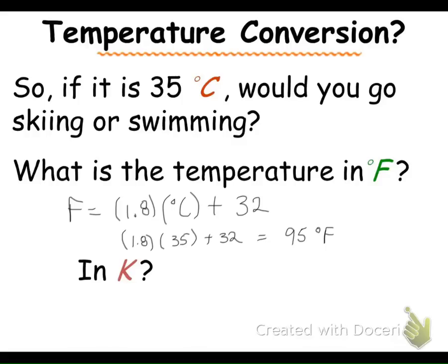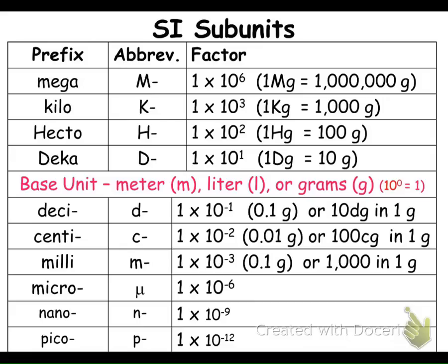In Kelvin, what you would do is set it up and add 273 to the degrees Celsius, and that would give you 308 Kelvin. So there's just a really simple example of temperature conversions with Kelvin and Fahrenheit.